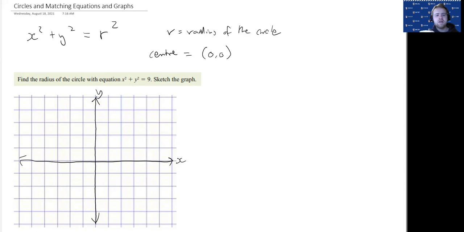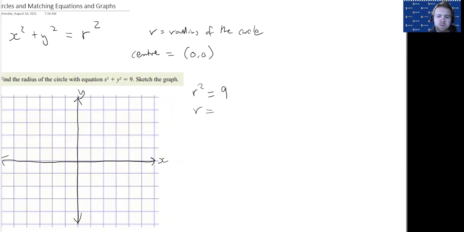Now, for this question: find the radius of the circle with the equation x squared plus y squared equals 9. We know that r squared is going to equal 9, because in the general form of a circle, that r squared value is the constant at the end, and we have that as 9. So to find the radius, we just square root both sides. The square root of 9 equals 3.